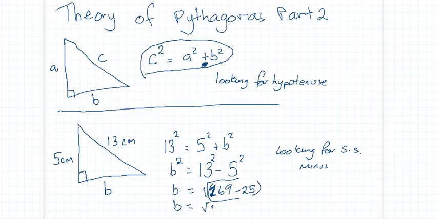So the key point to remember here is that if you have both the lengths of the short sides and you're looking for the long side, or the hypotenuse, you use the plus version of the Pythagorean theorem. If you've got the length of the hypotenuse and of one of the short sides, and you're looking for the length of the other short side, then you're going to use the minus form of the theorem of Pythagoras.